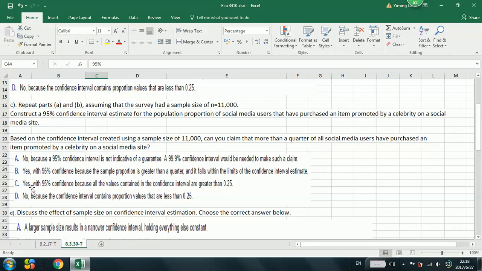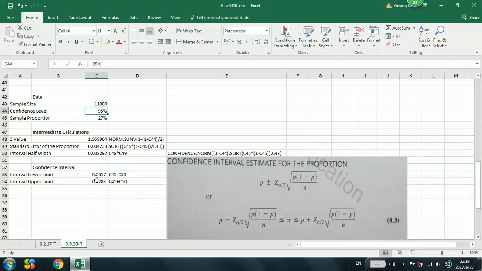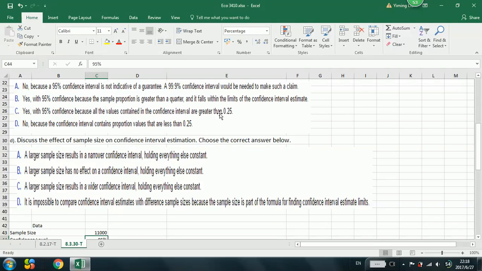For choice C, yes, with 95% confidence because all the values contained in the confidence interval are greater than 0.25. If we check the new interval here, it is between 0.26 and 0.27, and it is greater than 0.25, so this C is the correct answer. So since C is correct, D is not correct.